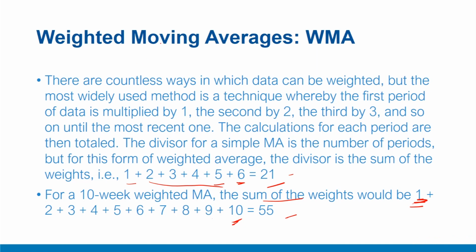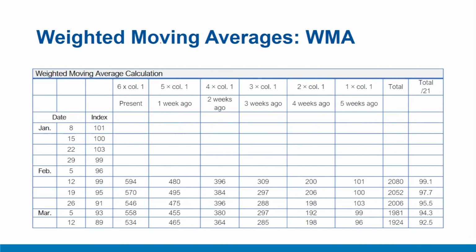Let's do this with an example. This table we have seen earlier, where we computed the simple moving average, with weekly index price data given like this. Dates are provided and data shifts week by week. Now in the first set of observations, we compute the weighted moving average by multiplying this 101 with 1, then 100 by 2, and so on until 99 is multiplied with 6, because 99 is the most recent observation and 101 is the oldest observation. The summation of all these, which is 2080, is divided by 21, which is the sum of 1 to 6.